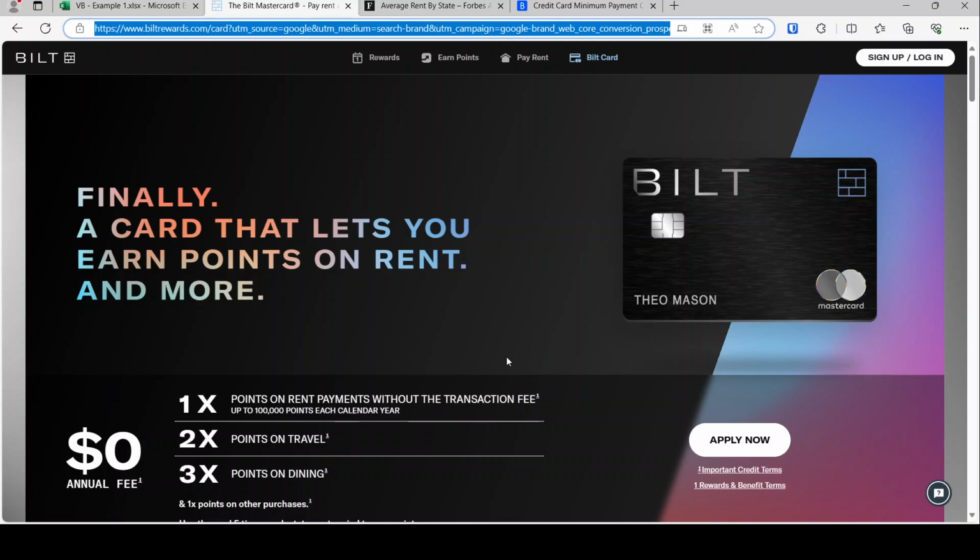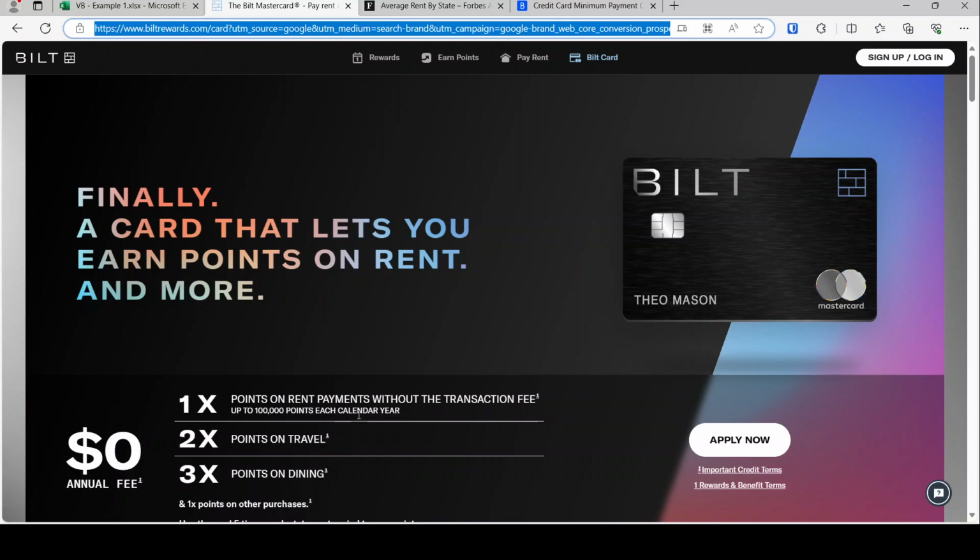But here, in this webpage, there's actually a credit card called Built that I found out from another finance YouTuber named John Liang. Again, we're not sponsored by them. I don't even have this card, to be honest. But I thought it was cool that there's a card specifically built around getting points and rewards for rent payments without the transaction fee, and you get up to 100,000 points each calendar year. Right, so 100,000 points sounds impressive, but that's about $1,000 a year, which is not bad.